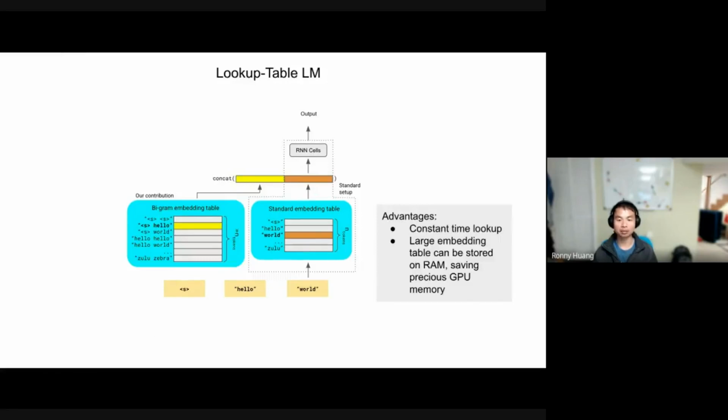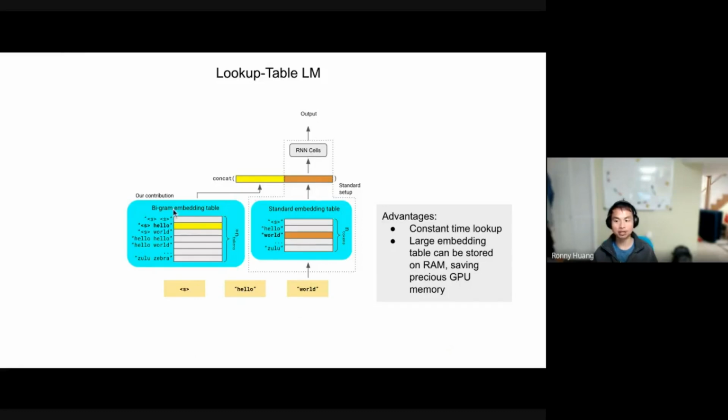Our Lookup-Table Language Model introduces an auxiliary n-gram embedding table that embeds the n-gram of the previous n tokens. For example, if the current token is world, the n-gram of the previous tokens, or the bigram of the previous tokens, will be start of sentence hello. That bigram will be looked up to a unique embedding, which is concatenated with the standard embedding and passed into the LSTM the usual way.